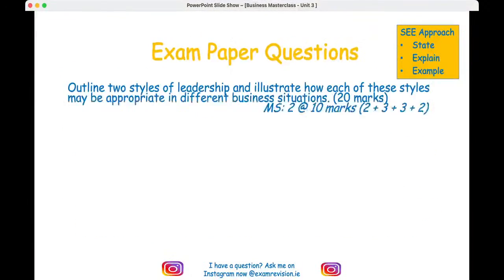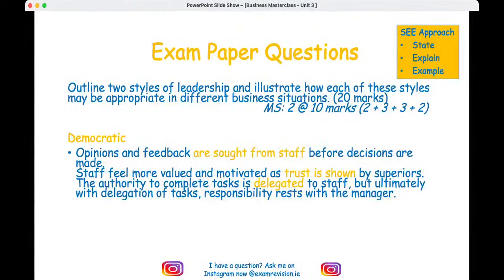Okay, so this is the second part of the question. Another type of leadership style, democratic. Then you're going to explain it. So I get 2 marks for democratic. If I explain it, I'm getting 3 marks.